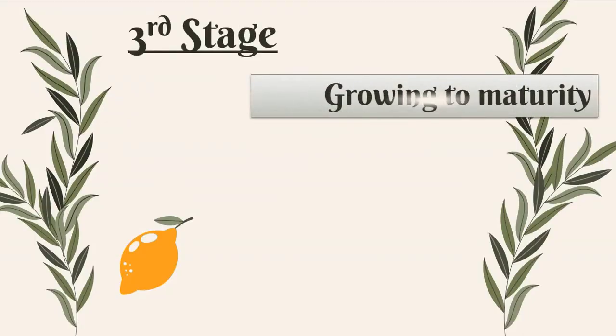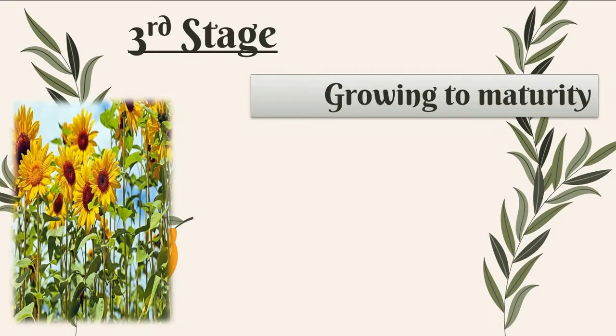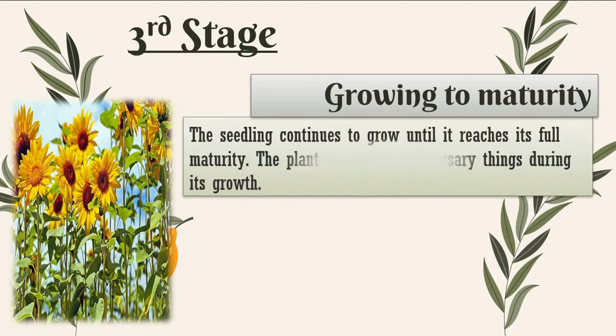We have the third stage. The third stage is called growing to maturity. The seedling continues to grow until it reaches full maturity. The plant needs many necessary things during its growth. When plants become mature, they have stronger roots and an increased number of branches and leaves. At this stage, they are ready to make flowers and new seeds.